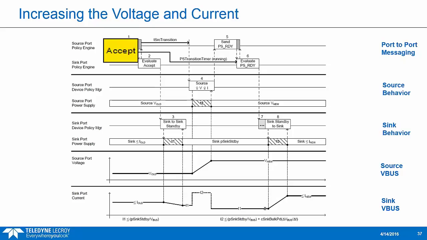Once the request is accepted, a timer starts called T-source transition. That requires that the source wait at least 25 milliseconds before it starts increasing the voltage. That timer doesn't start until the last bit of the good CRC is received on the accept. There's also an upper limit. It needs to at least start transitioning within 35 milliseconds. So there's a min and a max, 25 and 35 milliseconds.